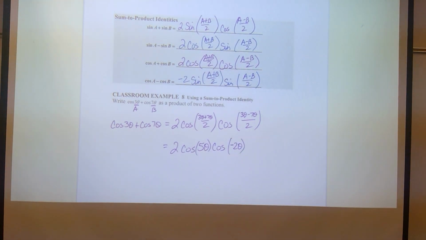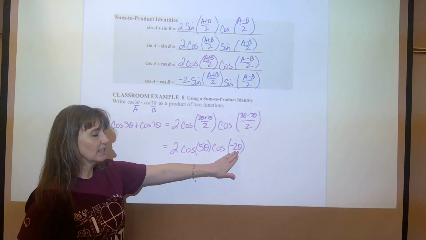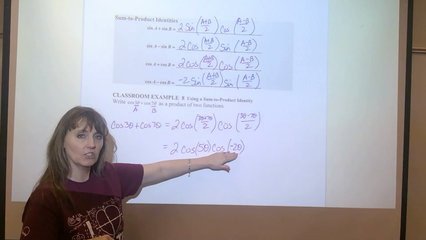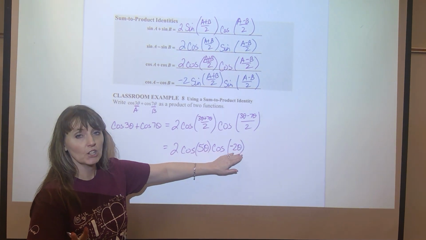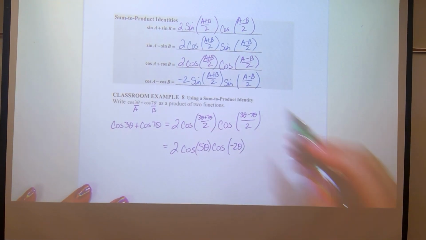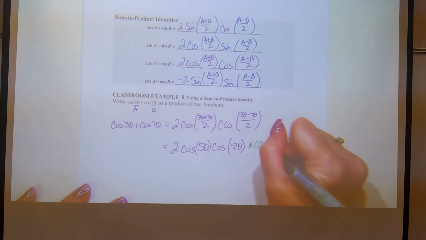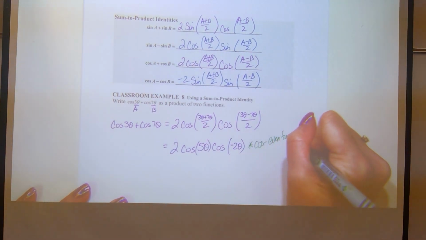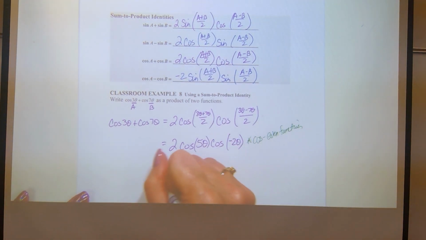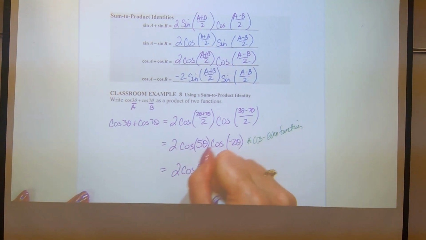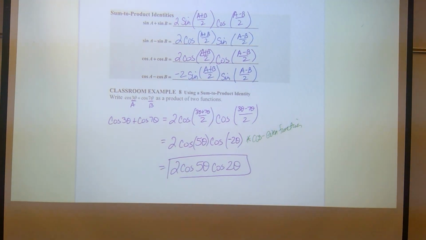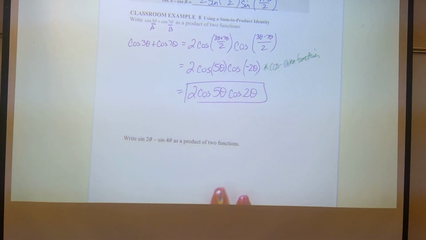Now, remember, never leave a negative argument. So I have to think, is cosine an even function or an odd function? Cosine is an even function. And because cosine is an even function, cosine of -2 theta is the exact same thing as cosine of 2 theta. And I'm done. All right, let's do this next one.